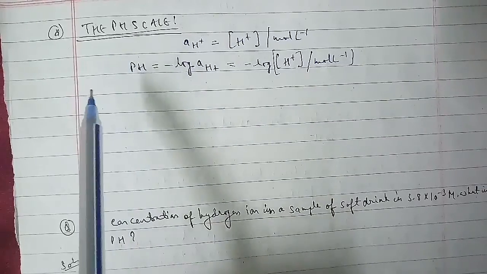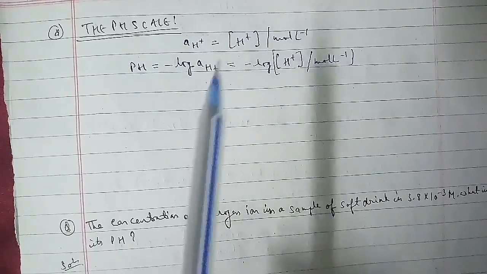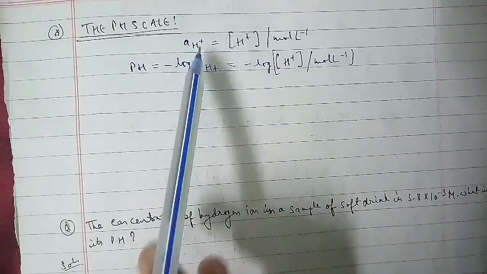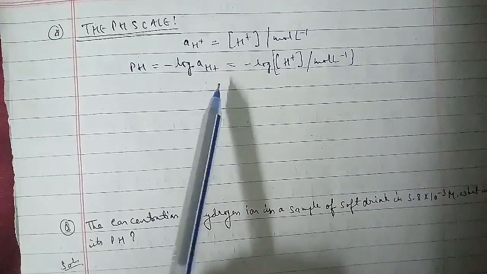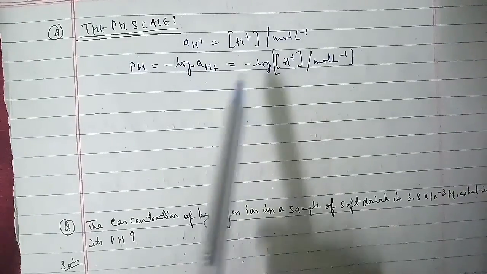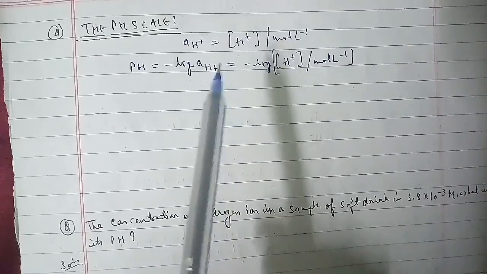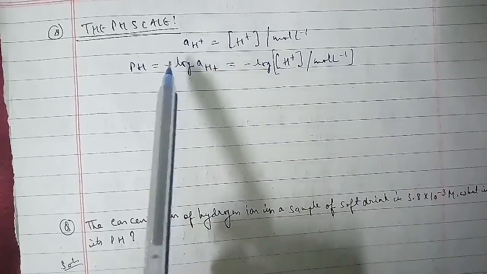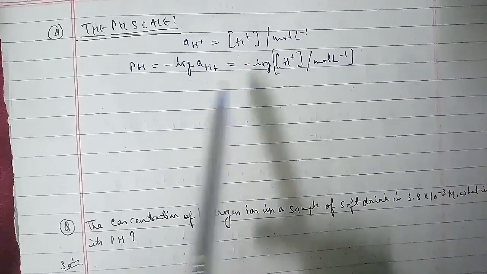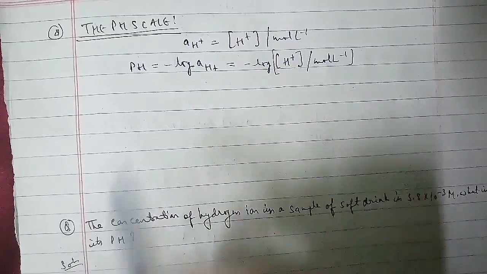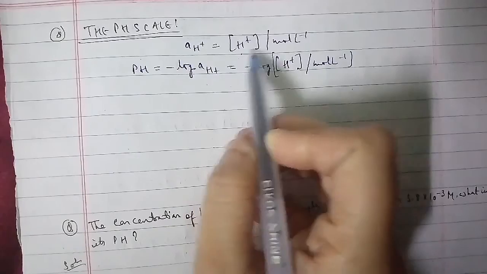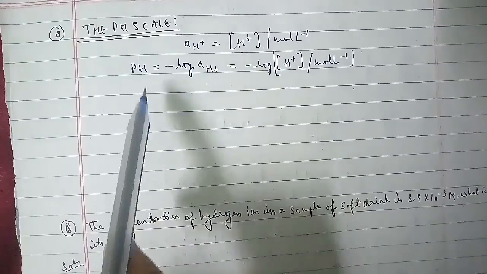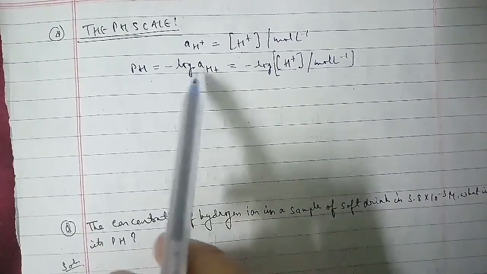It should be noted that the activity has no units and is defined as aH plus equals H plus per mole liter inverse. From this definition of pH, we can write pH equals minus log aH plus, equals minus log of H plus per mole liter inverse. Thus an acidic solution of HCl of 10 to the power minus 2 mole has a pH of 2. Similarly, a basic solution of NaOH having OH minus of 10 to the power minus 4 mole, and with regard to that H plus of 10 to the power minus 10 mole, has a pH of 10.